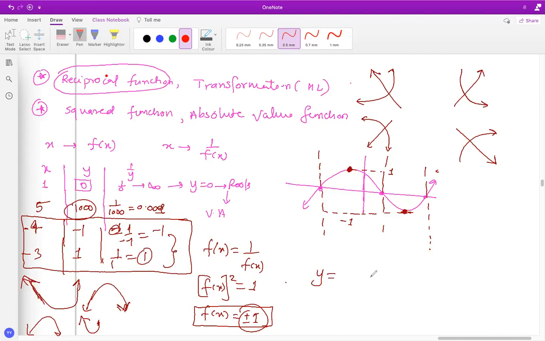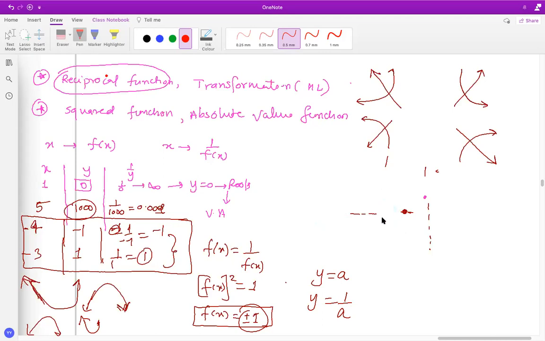If you've got a function with a horizontal asymptote at y equals a, its reciprocal will have a horizontal asymptote at y equals 1 over a. So all these things will become clear once you take a proper example. So let's just take one example out here.